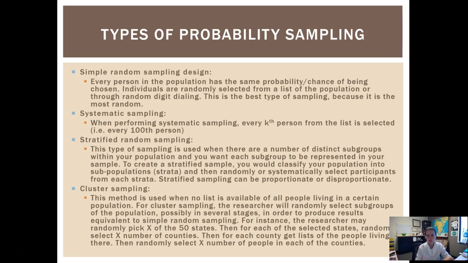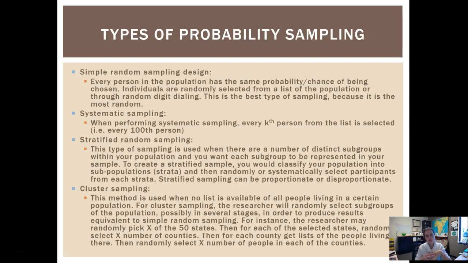So what you do there, for instance, is you might say, okay, I'm going to randomly pick 10 of the 50 states. And then for each of those states, I'm going to randomly pick 10 counties. And then for each of those counties, I'm going to get a list of the people living there, and then I'm going to randomly select 100 people in each of those counties. And that way you're building your sample up by first breaking your population down into different clusters.